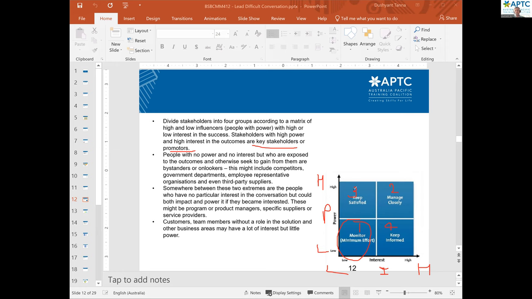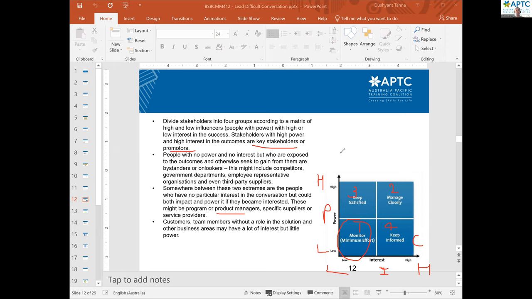Now, this 2, 3, and 4 here, you got a low interest but very high power. And up here, you got a high interest but very low power. This is your customer group. And this is your specific supplier who have very low interest, but they can really change how you function because they got a lot of power. If they don't supply you the goods, you won't be able to function. So that comes here. Any product managers, suppliers, you need to keep them happy, keep them satisfied.